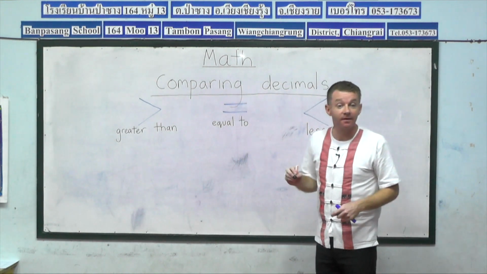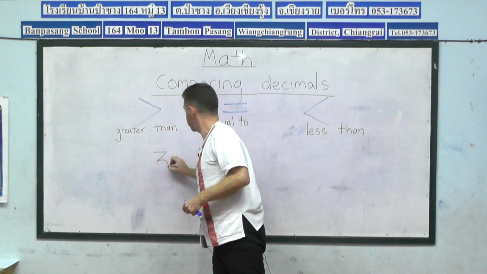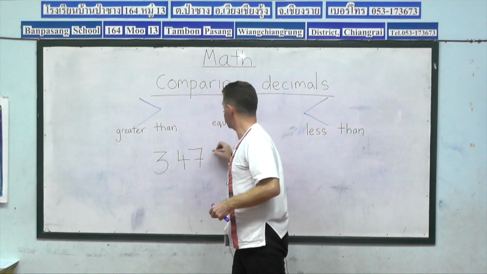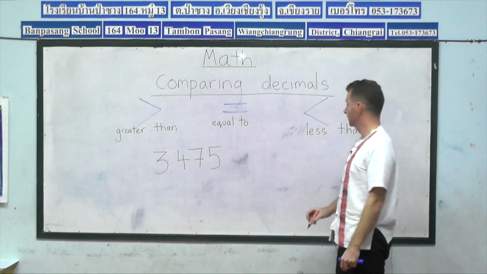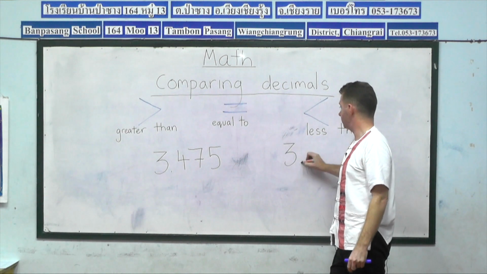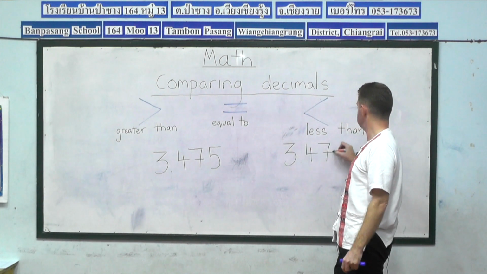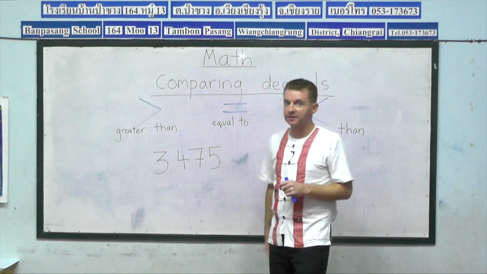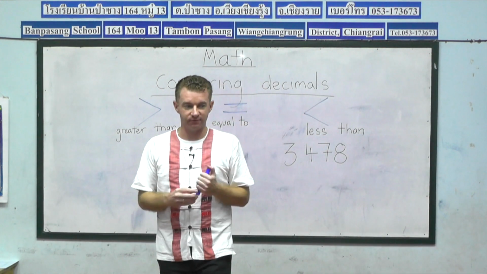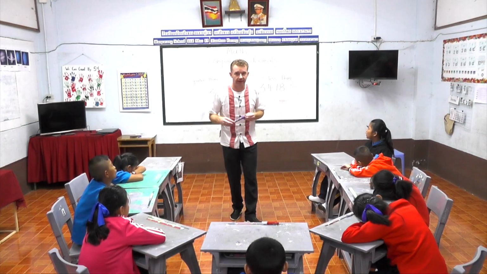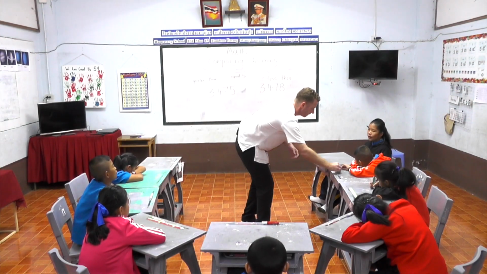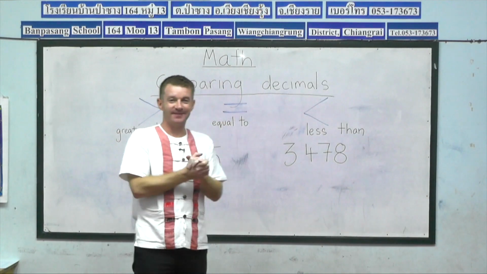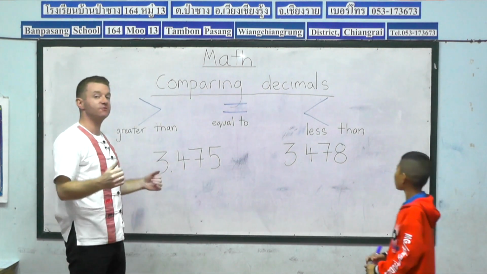Any numbers? 3. We'll start with 3.475. Okay, that's enough for that side. Now here we will have 3.478. Okay? And now, who will be the next student to compare and then demonstrate the correct symbol? And now we will go with Bangpon. Come and join me at the front of class. Now it's Bangpon's turn. But first of all, guys, let's speak the numbers together.